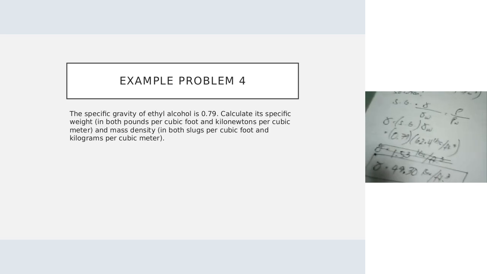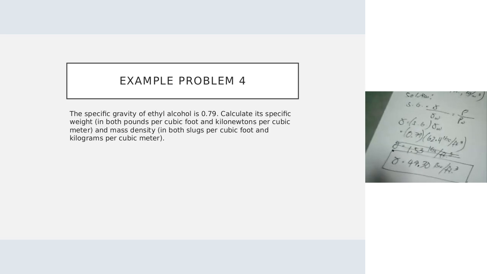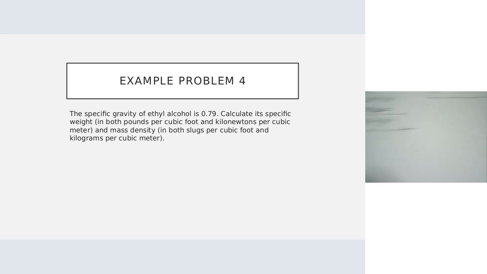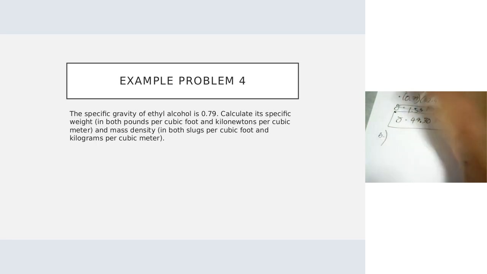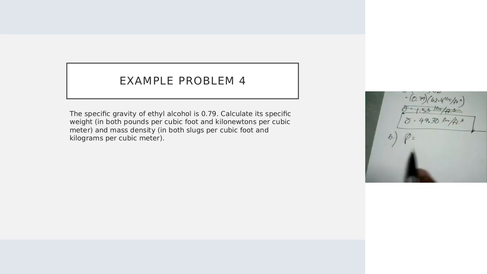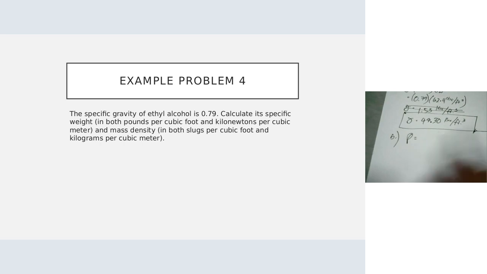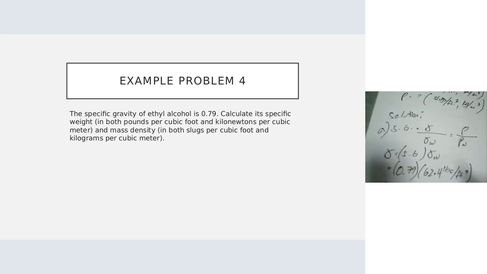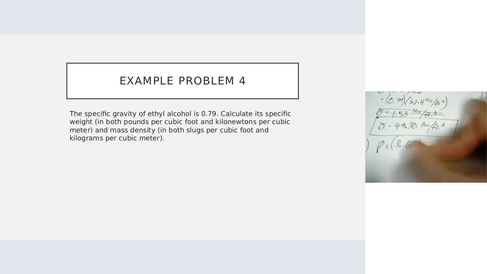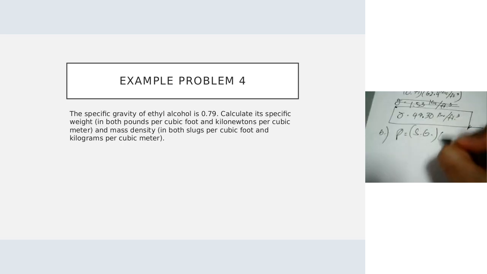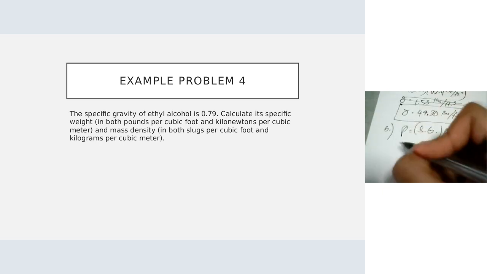Okay. So we have these two answers. We also have to find the mass density. To get the mass density of the ethyl alcohol, we have to cross multiply the mass density of water to this side. So this will become specific gravity times mass density of water.